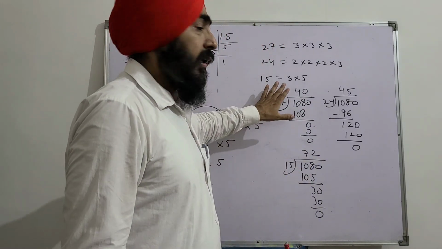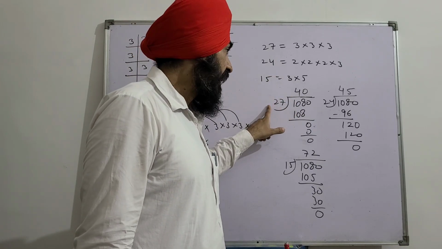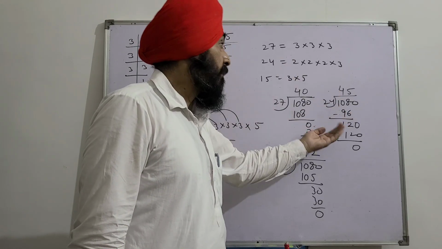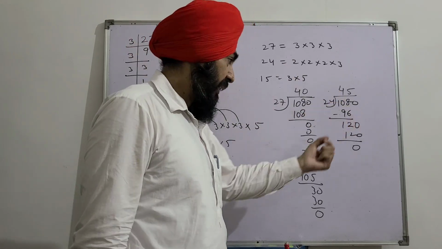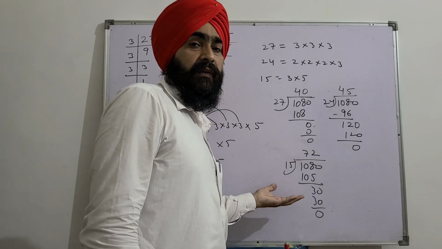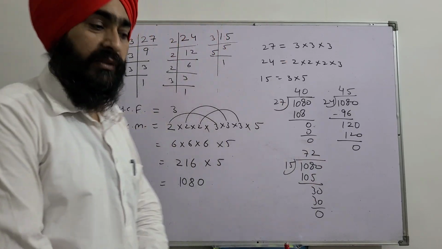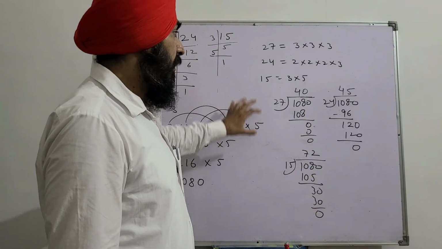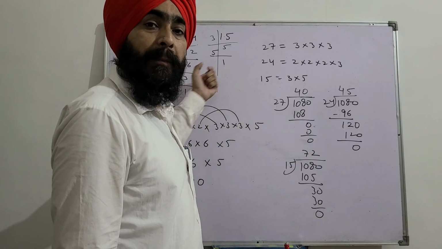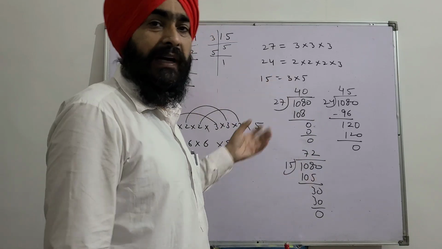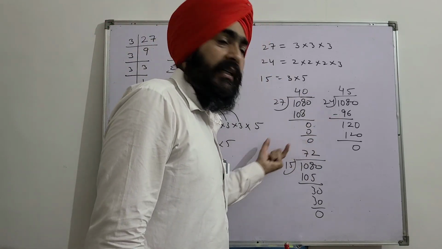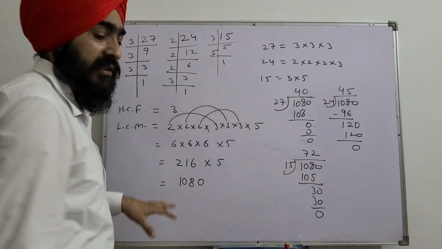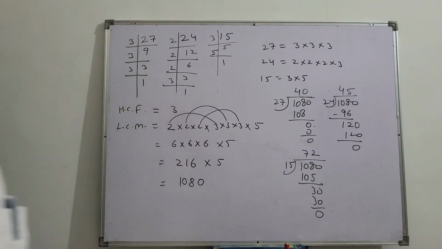So 40 times 27 becomes 1080. 45 times 24 becomes 1080. 72 times 15 becomes again 1080. So very easily you can see that in all these three conditions, when we divide this LCM by the given numbers which we took to find this LCM, all these numbers leave the remainder 0. It means they divide perfectly. Is it clear, beta? Yes, that's the verification. I hope all of you understand this concept.